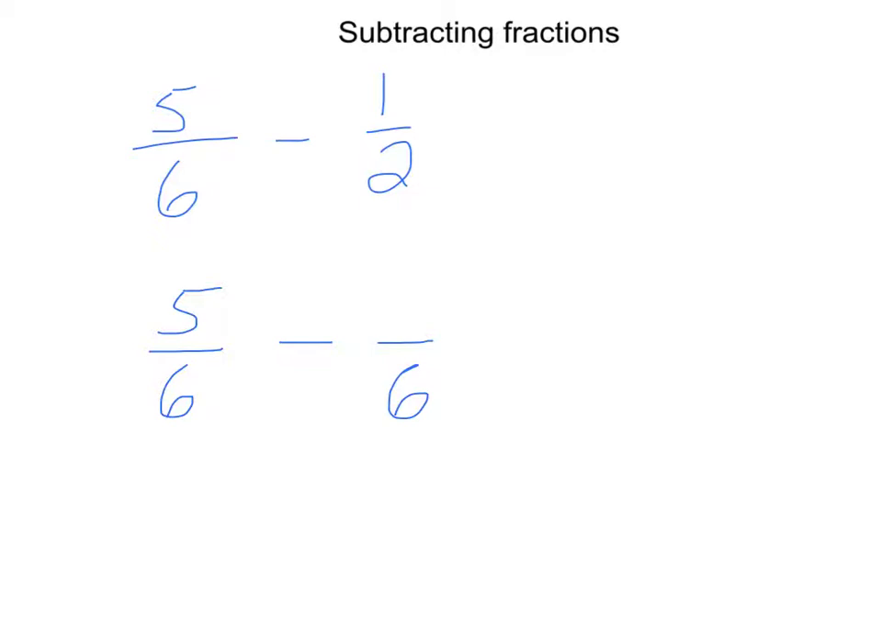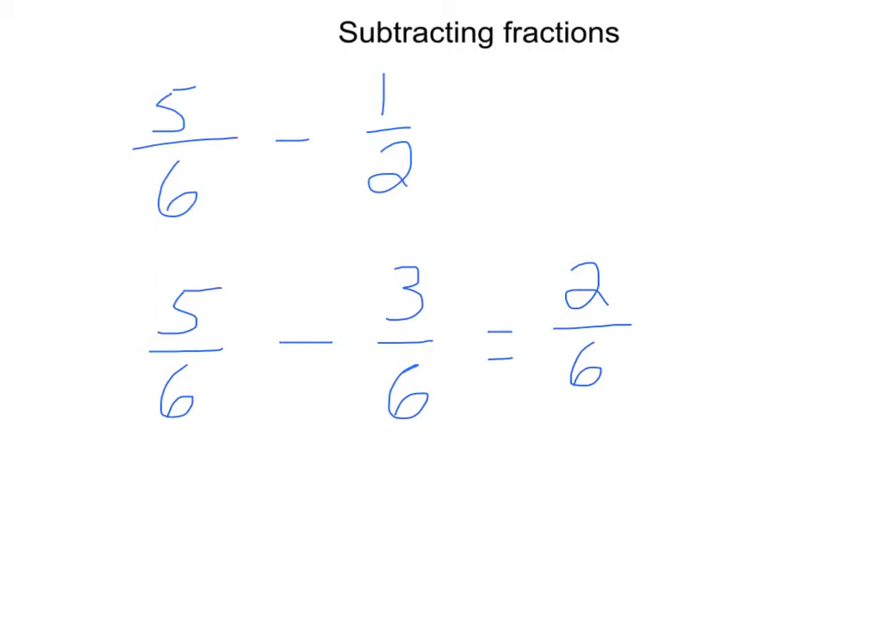So to go from 2 to 6, we multiplied by 3. So 1 times 3 is 3, and we are left with 5/6 minus 3/6, and 5 minus 3 is 2, and our denominator is going to stay the same, which is 6. So our answer is 2/6.